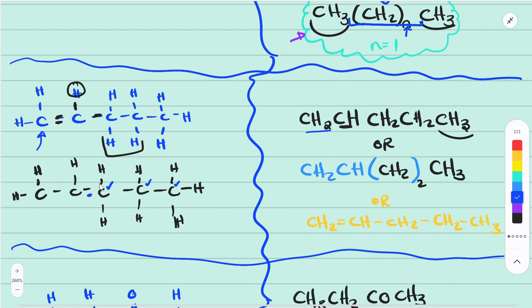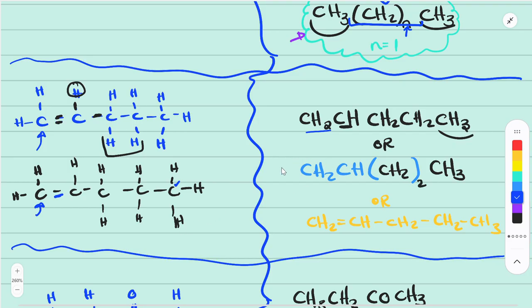No, because this bond will make this carbon have 5 bonds, so you cannot do that. Let us check again. If you take this bond and put it here, now this carbon has 4 bonds, and this carbon has 4 bonds again. So that is how you can draw the structure, right?